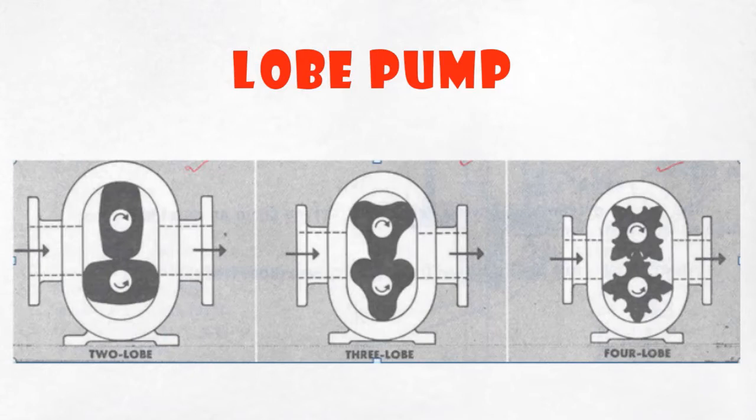Liquid enters the pump through the suction port. The liquid is trapped between the wall of the casing and the rotating lobes. The lobes trap the liquid and force it into the discharge port.